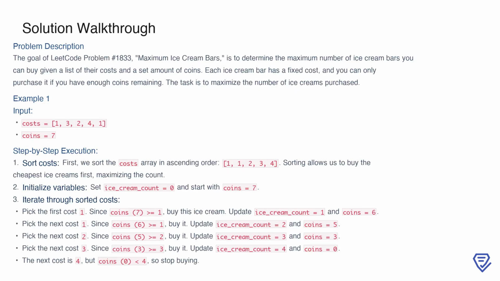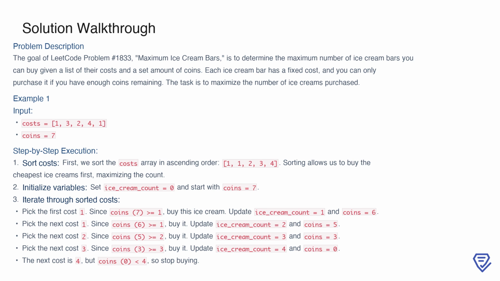In this problem, we're tasked with determining the maximum number of ice cream bars we can buy given a list of their costs and a set amount of coins. The key idea is to maximize the number of ice creams purchased, which means prioritizing the cheaper options first. For example, if the costs are 1, 3, 2, 4, 1, and we have 7 coins, we can start by sorting the costs to get 1, 1, 2, 3, 4. Sorting helps us focus on the cheapest options first, ensuring we get the most bang for our buck.